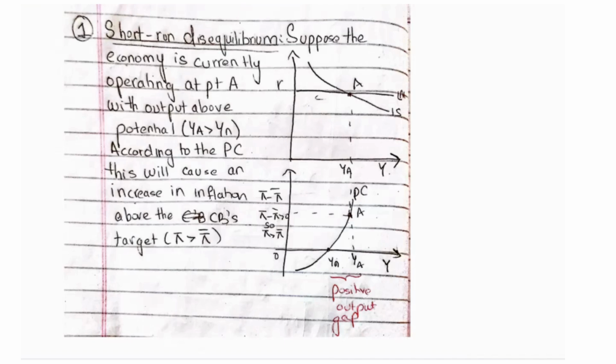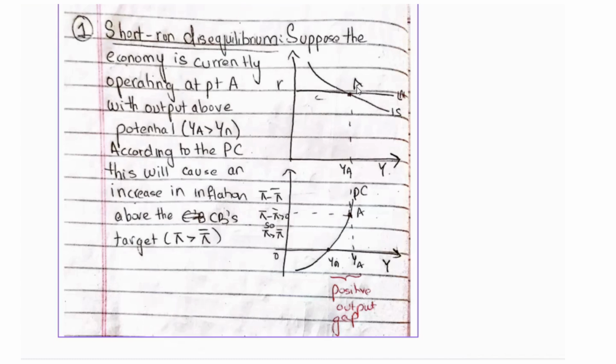Now look at how we go from a short-term disequilibrium to the medium-run equilibrium in our IS-LM-PC model. The way we go from short-term disequilibrium to medium-run equilibrium is through the central bank adjusting the interest rate. Suppose the economy is currently operating at point A, where output, in this case YA, is above the potential level of output YN. So we have a positive output gap.